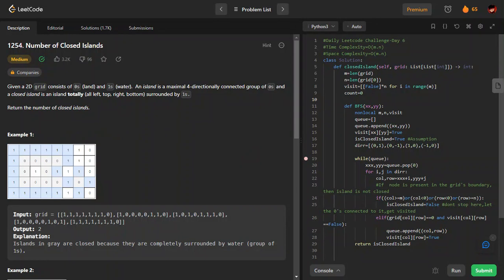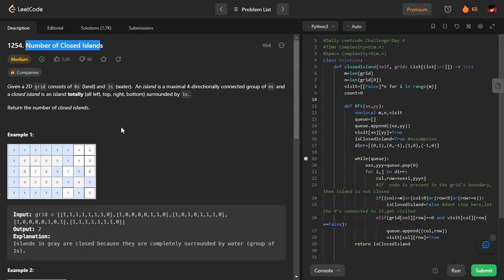What happens here is we are given a map in which some regions are identified as water regions and some regions are identified as land regions. And what we have to do is find the number of closed islands, which is exactly the name of the question. So today we'll be seeing question 1254, right?